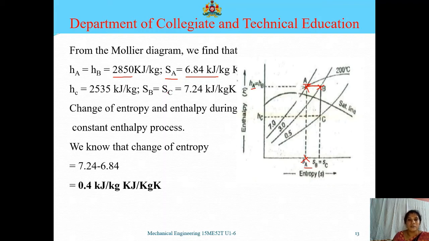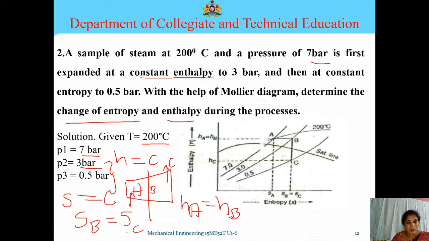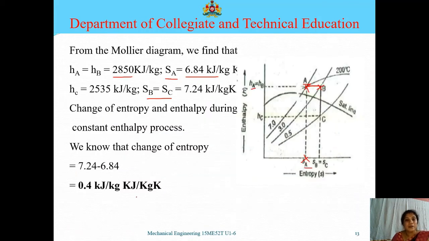So from the second to the third process, since it's an isentropic process, SB will be equal to SC. That is what I told you. The SB will be equal to SC. So I'll note down the value of that S. Okay.